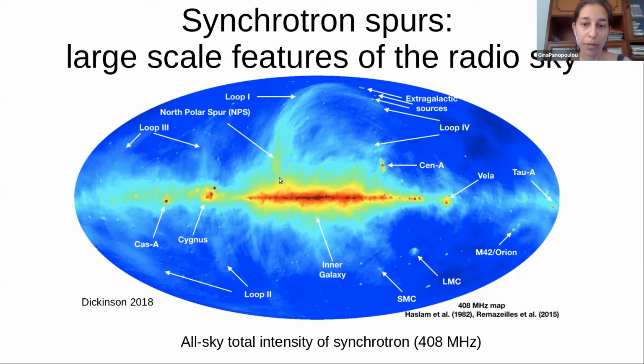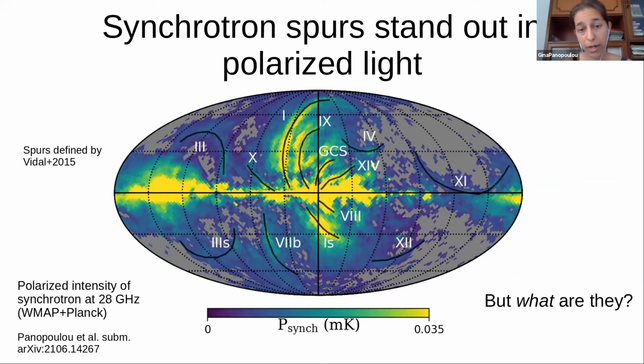And despite their prominence, we still are unsure about what these structures are. When you look at these structures in polarized light, that's where most of the contrast is seen, and you can see these features much more clearly than in total intensity. And this is what I'm showing you here.